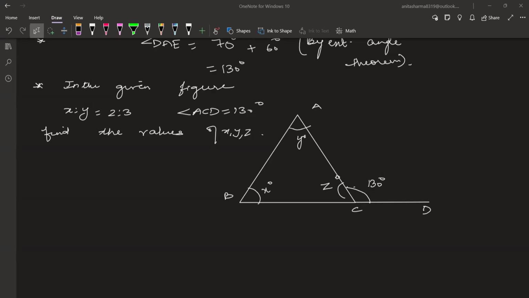Mom, I don't understand. Okay, beta, I am explaining. Is my x and y value correct? No, beta. The value of y can't be greater than 180, because the sum of three angles is 180, right? Is x correct, right? Let's see, okay? Ma'am, I got the answer. It is like this. Is it correct now?